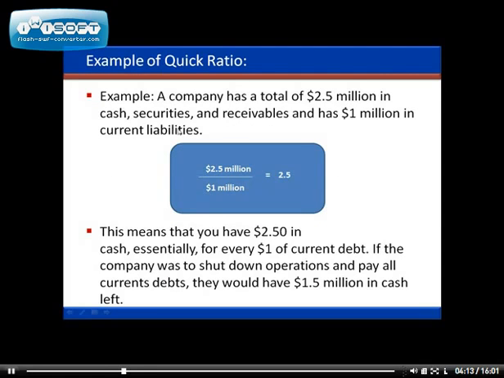An example of the quick ratio: let's say the company has a total of $2.5 million in cash, securities, and receivables, and it has $1 million in current liabilities. If we take that figure, $2.5 million, and divide it by $1 million, we would get 2.5. What this means is that the company has $2.50 in cash, essentially, for every dollar of current debt. So if the company was to shut down operations and pay all current debts, they would have $1.5 million in cash left over.